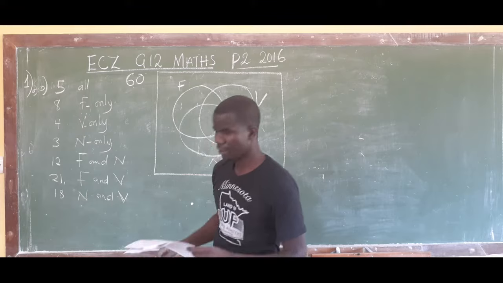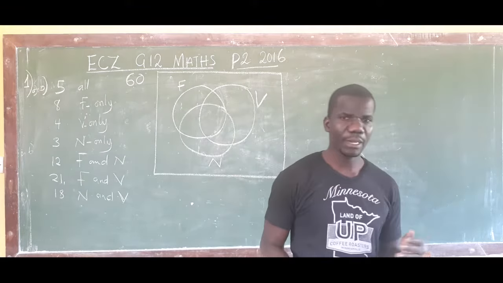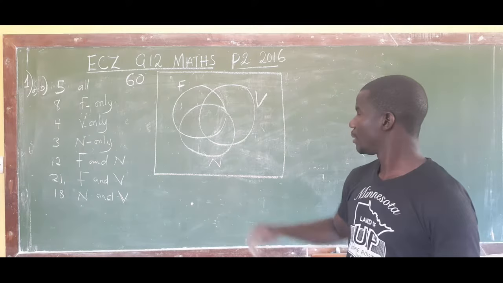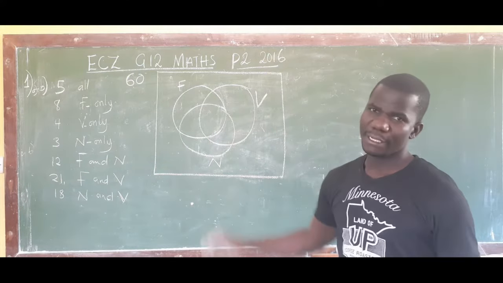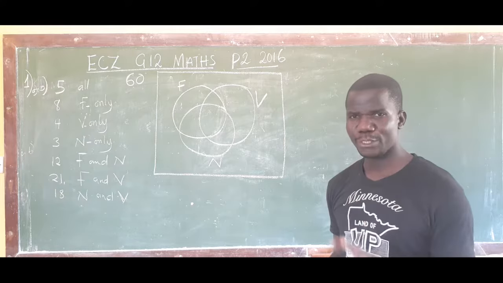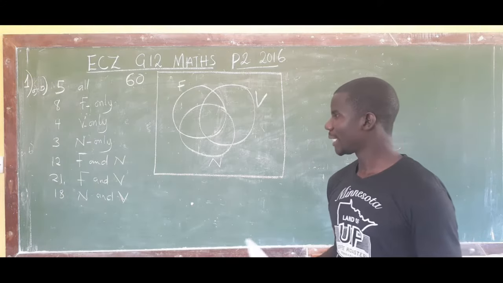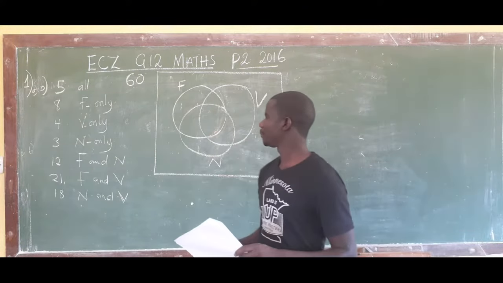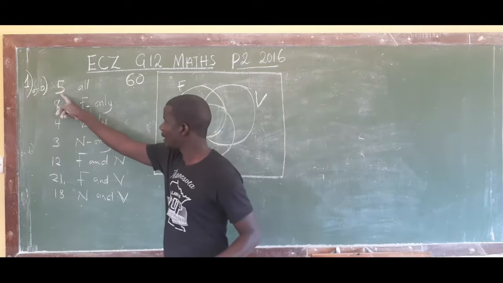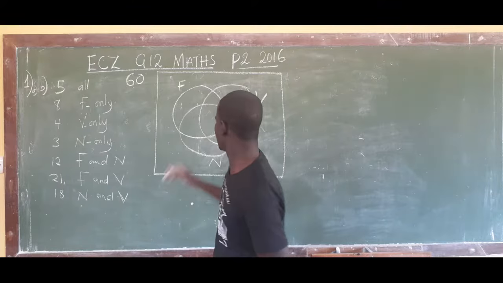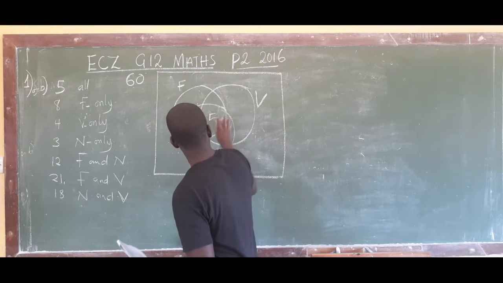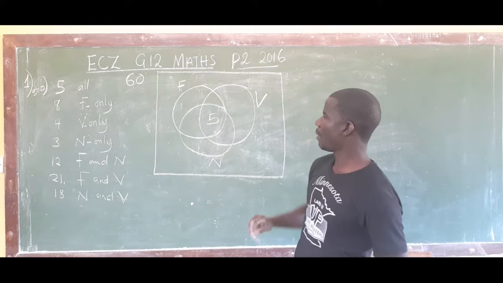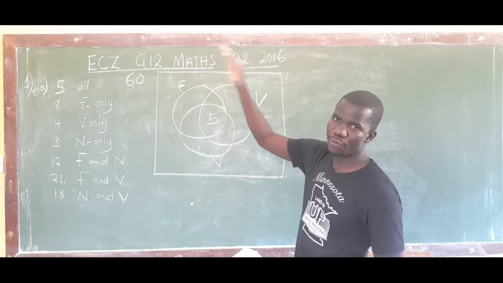Okay, so the first question is, we are required to represent this information on a Venn diagram. I've already drawn the Venn diagram here, then we need to do it together. Take note that the total number of learners is 60. If we are told that 5 liked all the 3 games, we always start from here. Are we together? This is our intersection of all the 3 sets.